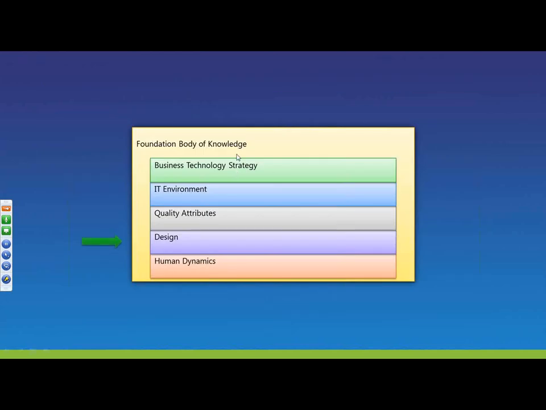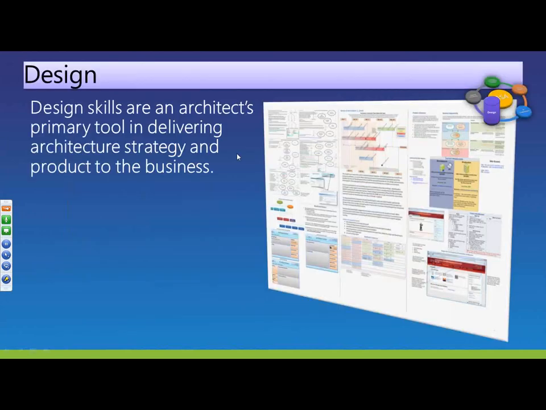Run on down to design. In the design aspect of things, these are the skills that really are focusing on what you would associate an architect to be. These are the diagrams, the charts, the use cases, all of the artifacts that we create to ensure that we have a design that's really going to deliver.